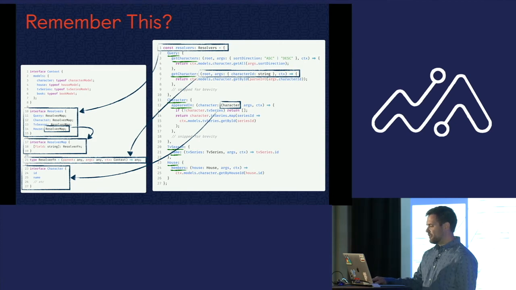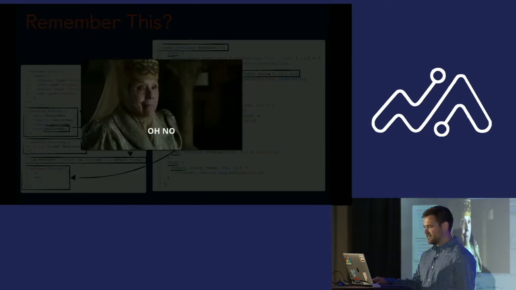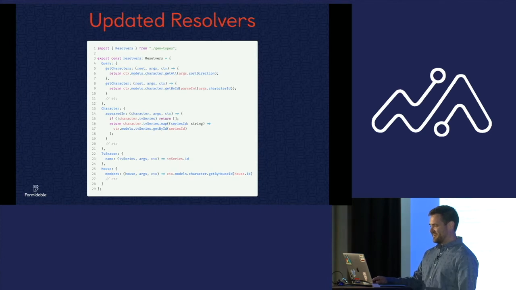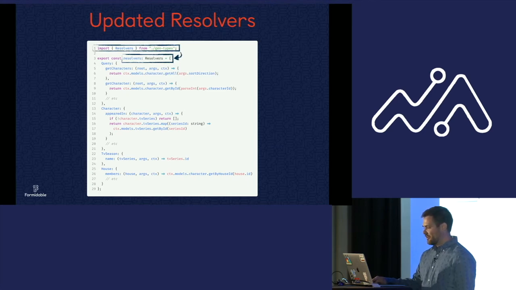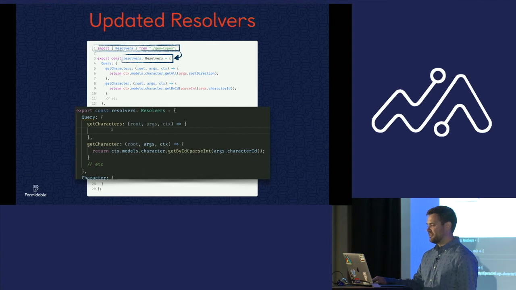So let's update our resolvers to use the generated types now. So you remember this? Not great. So we can remove all of the manual duplicated types. The only thing we're using is this one imported interface from the generated code, but everything is still fully typed. Context, arguments, and return value.